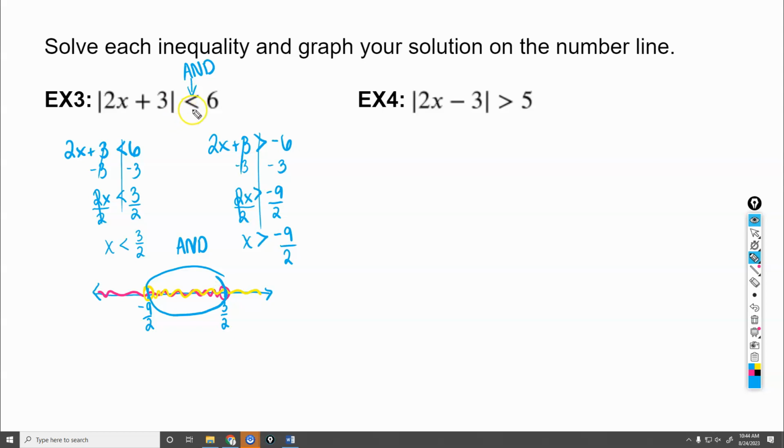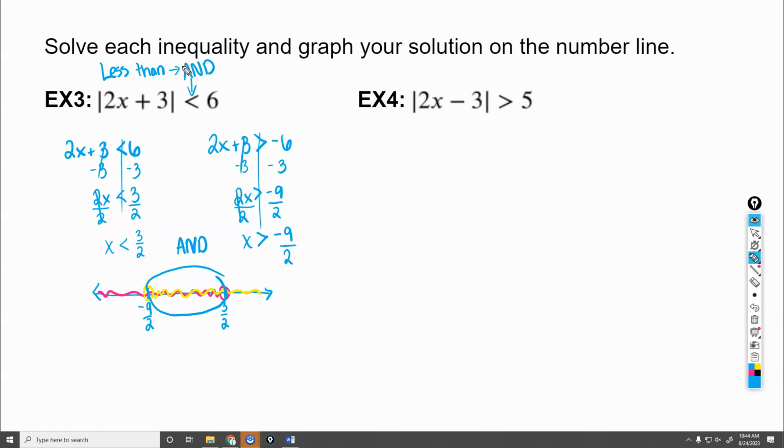If this is a less than, then it's an and problem, once you get the absolute value bars by themselves. If you have a less than, it's an and problem. You're looking for where they overlap. It's usually going to be in between two numbers.